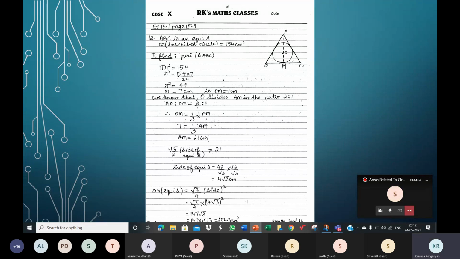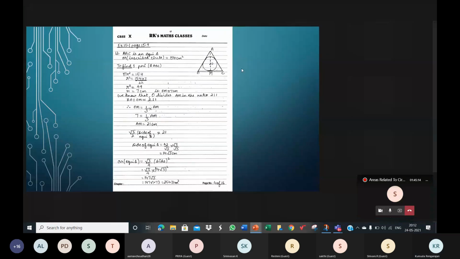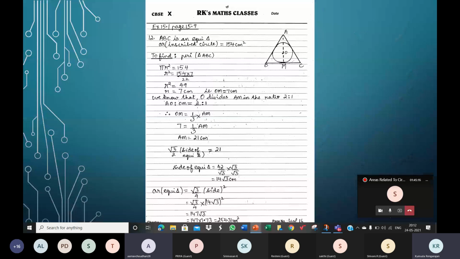Yes, class. So in any triangle, whether it is scalene or whatever triangle, the centroid divides the median in the ratio 2:1. All right, this is important. Please write down, complete this answer, children.